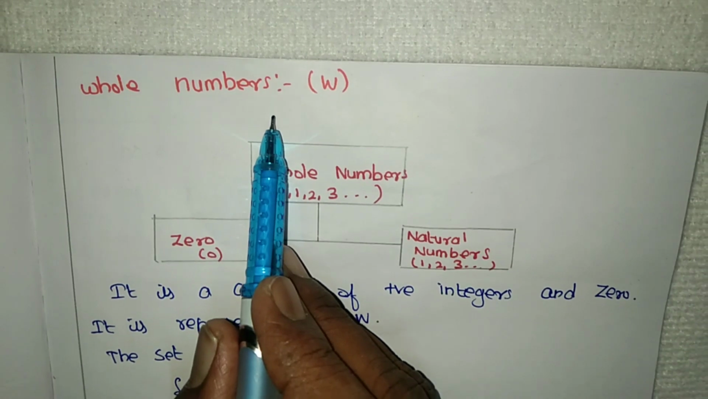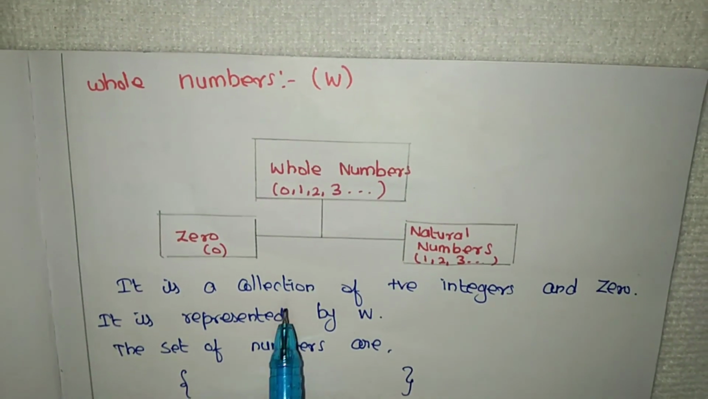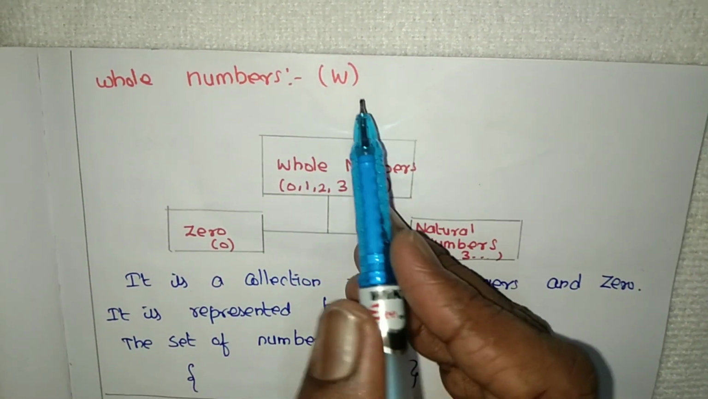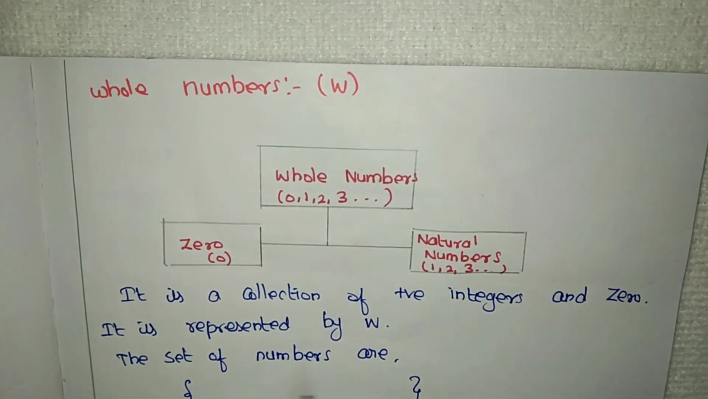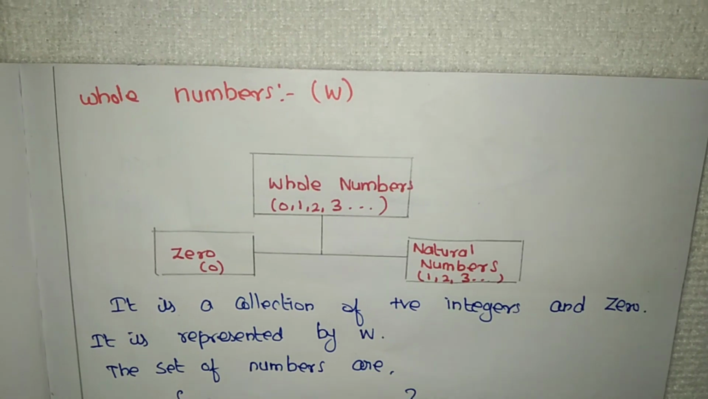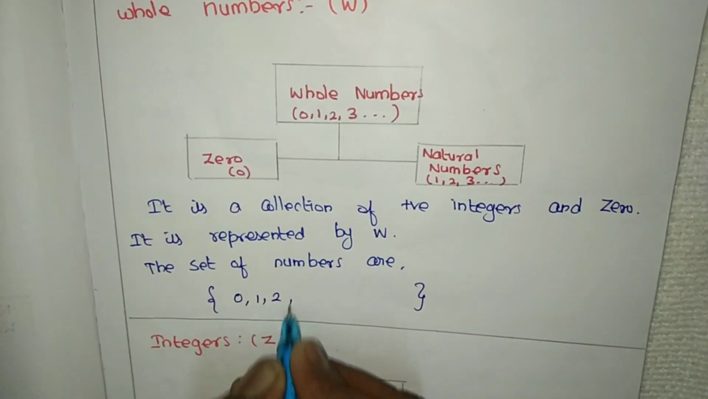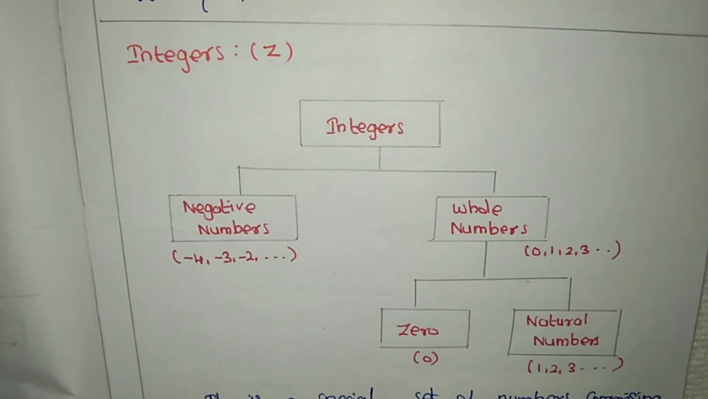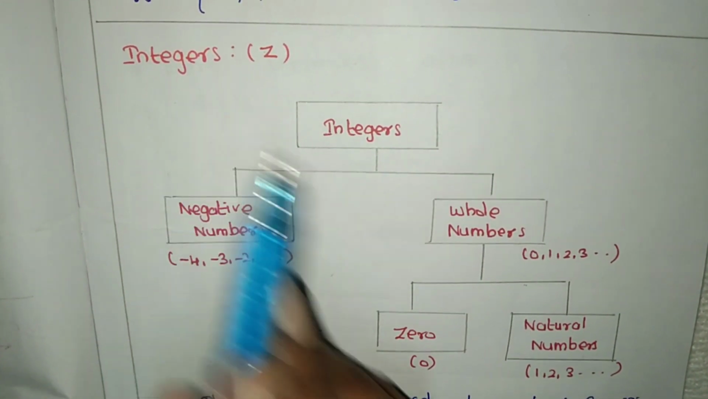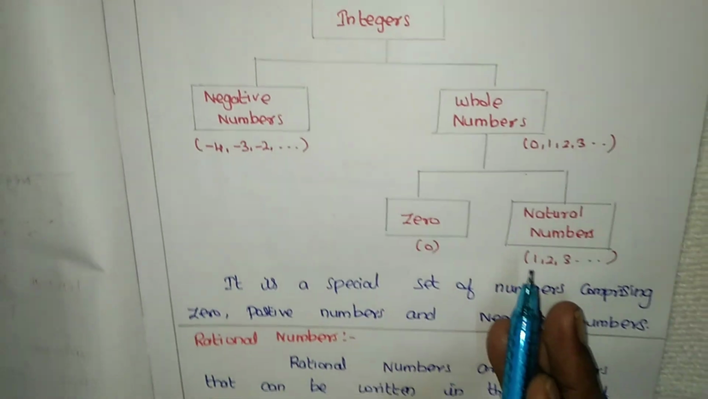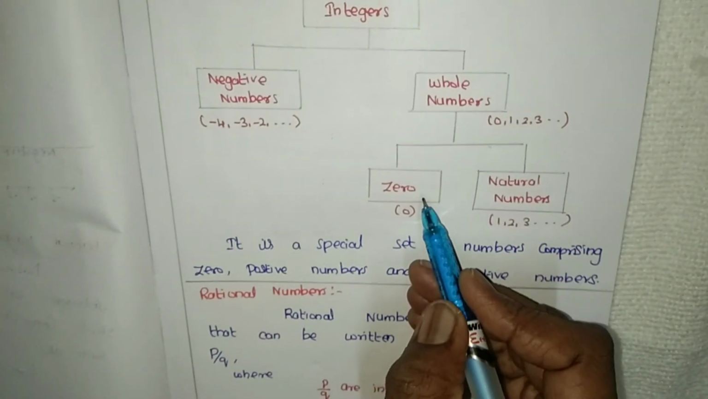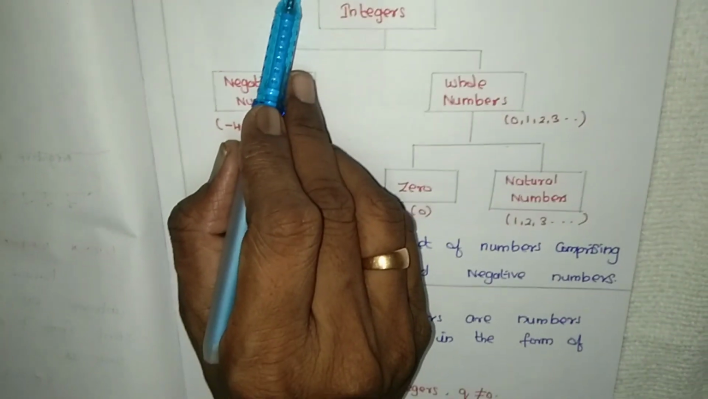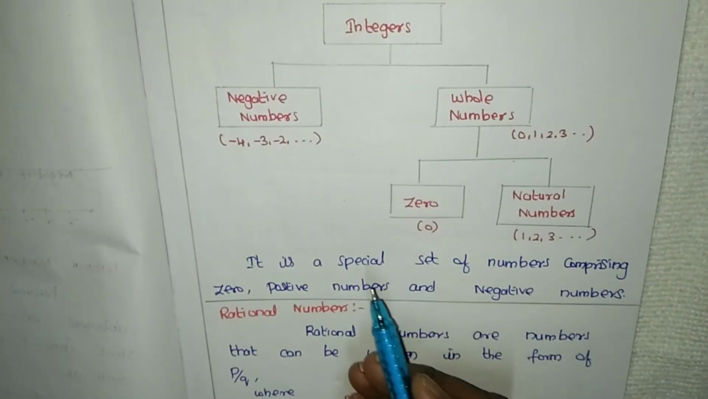Next, whole numbers. Whole numbers are a collection of natural numbers and 0. It is represented by W. This is the set of numbers 0, 1, 2, 3 and so on. Next, integers. It is a special set of numbers comprising 0, positive numbers and negative numbers. It is represented by Z.